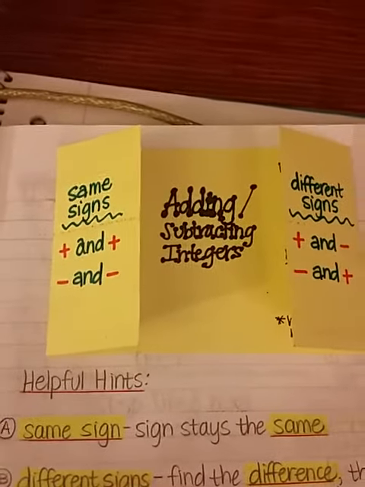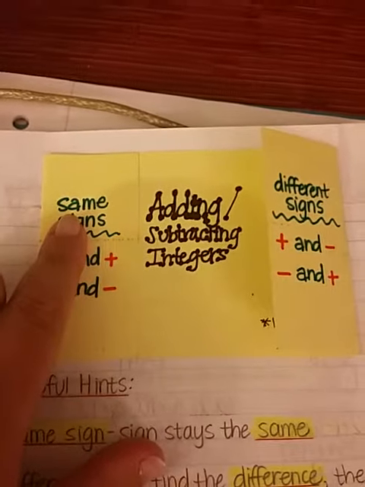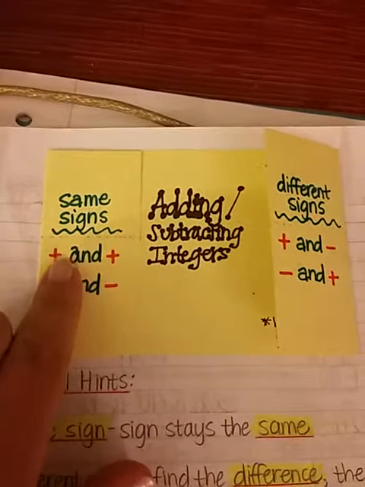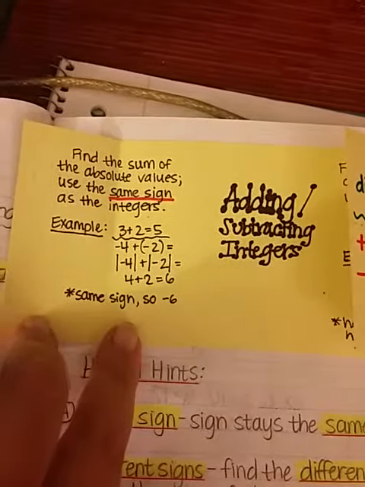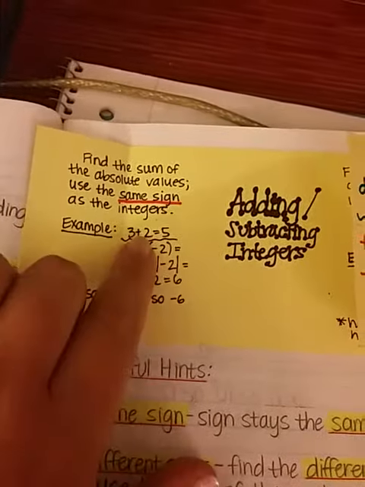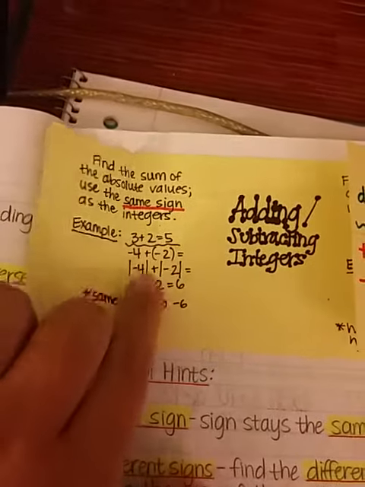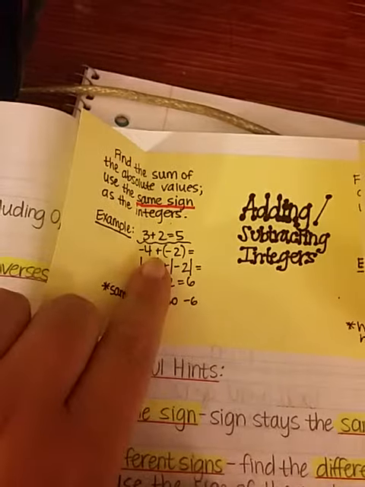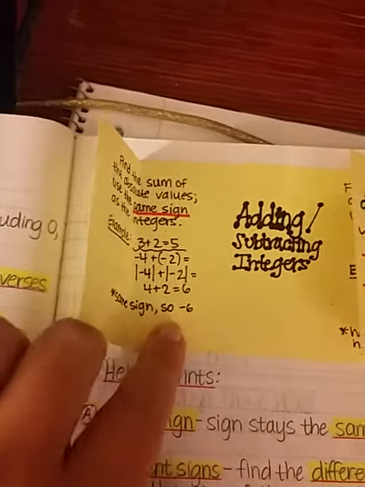Starting with adding and subtracting, which was lesson 2-1, we talked about whenever integers have the same sign, such as positive and positive or negative and negative, the sign is always going to be the same as the integers. When we have two positive integers, the sign is going to be positive. Whenever we have two negative integers, such as -4 and -2, our answer is going to be negative.